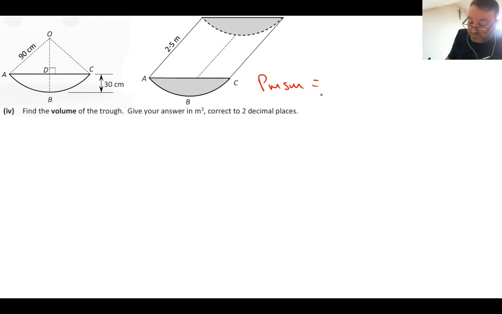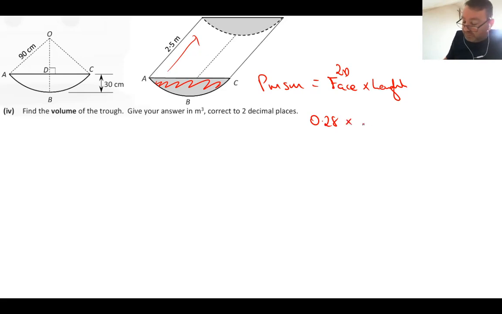is equal to a 2D face, which will be obviously this one here, we already know the area of that, multiplied by its length, which will be this one here. We know the area is 0.28 meters squared, because I already worked that out. So that means it's 0.28 meters squared multiplied by the 2.5 meters that we've got in length for this particular trough. So 0.28 multiplied by 2.5 will give me a volume of 0.7 meters cubed. Okay, and that's that question. That's how easy that question was.